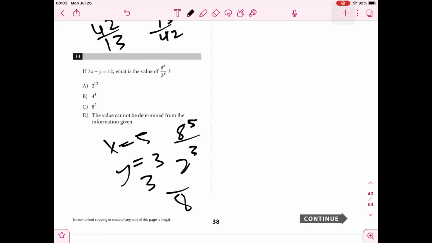8 to the 5 over 2 to the 3. I'm just going to go D for now, because I don't see any number that would make it 2, 4, 8, 16, 32, 64, 128, 256, 512, 1,024, 2,048, 4,000. Oh, actually, the A might do it. I'm going to go A.